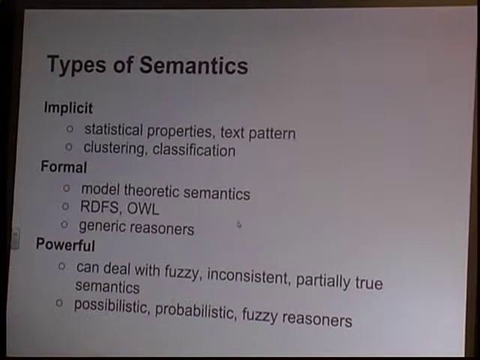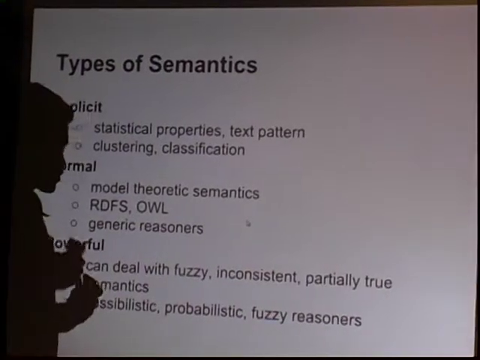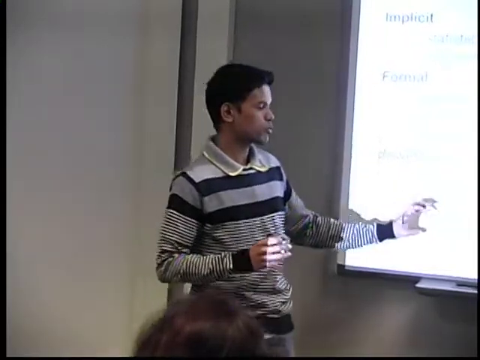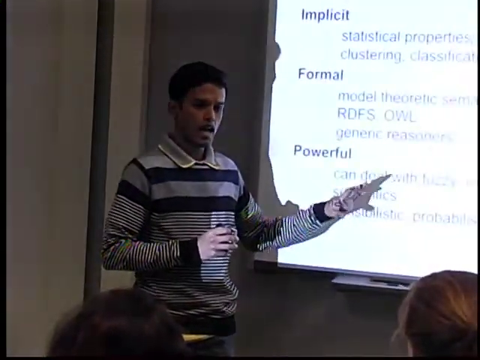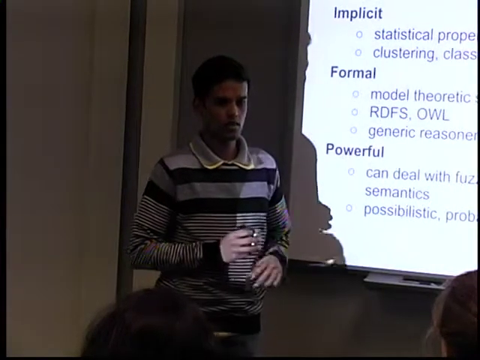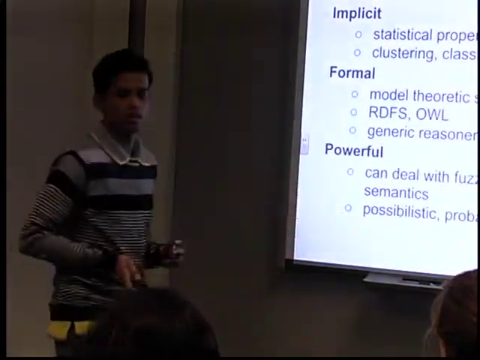And powerful semantics. Here we are dealing with fuzzy things, inconsistent, partial truth, those kinds of things. And people have worked on possibilistic, probabilistic, and fuzzy reasoners to deal with such representations. But the outcome of such an algorithm is not always 100% correct. You have to deal with that.